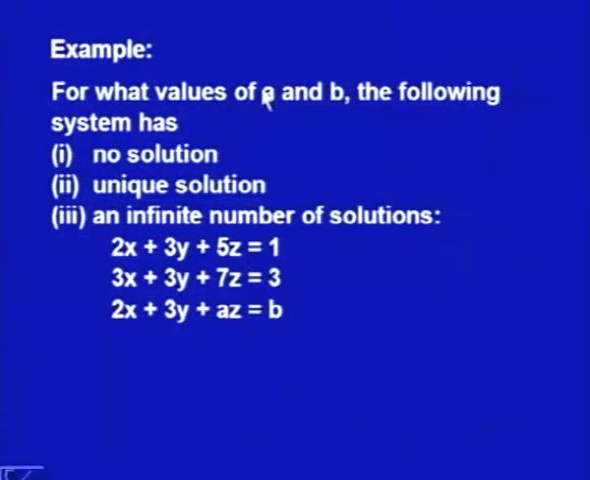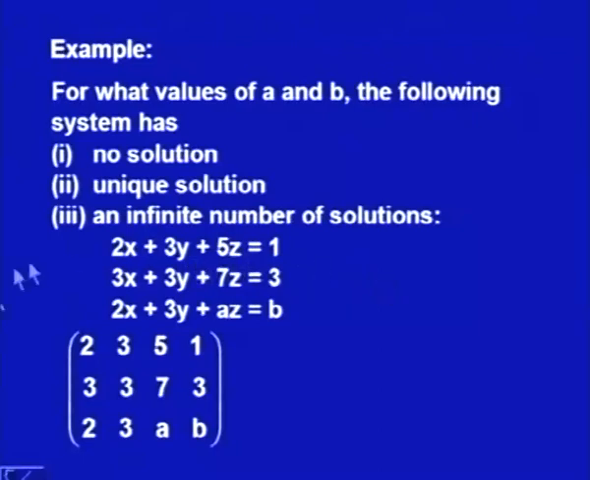Now, let us illustrate this with the help of an example. I have been given a system of equations, 3 equations in 3 unknowns x, y and z. You have to find out the values of a and b for which this system has no solution, a unique solution or infinitely many solutions. So, we will use the results which we have discussed just now one by one.